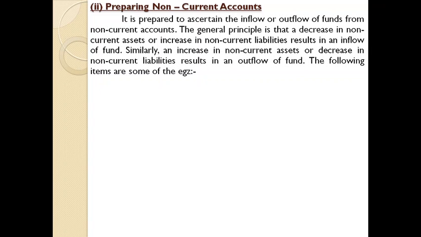If those specific items are given in the question, you definitely have to prepare a ledger account even if there is no additional information given in that same question. So that is the main concept regarding the preparation of non-current accounts. This is the second step in the preparation of a fund flow statement: the preparation of various non-current accounts, as I have just mentioned, given in the balance sheet or any additional information given in the question. This is done to ascertain the inflows or outflows of funds from non-current accounts. That's why we are preparing various ledger accounts, in order to identify the flow of funds.